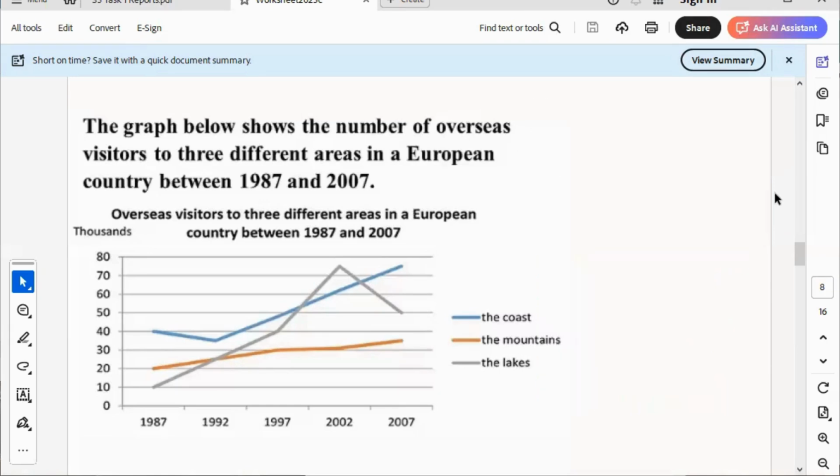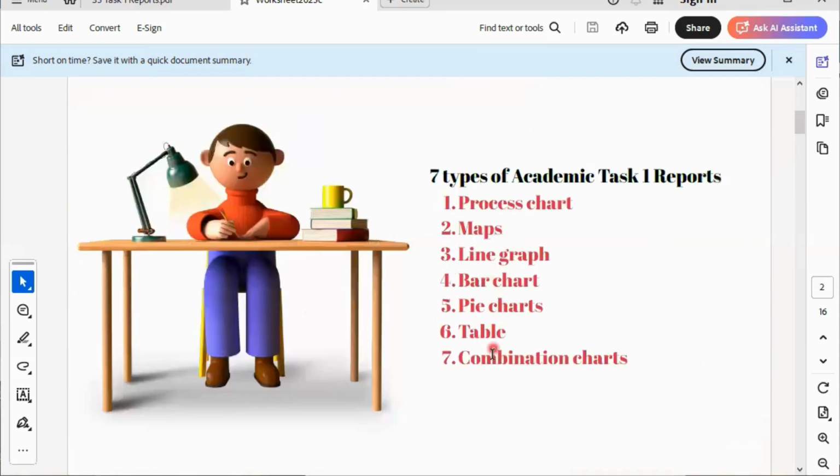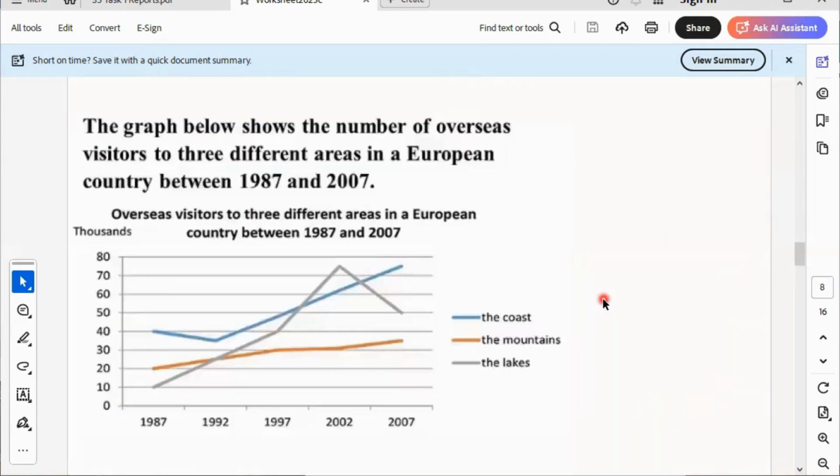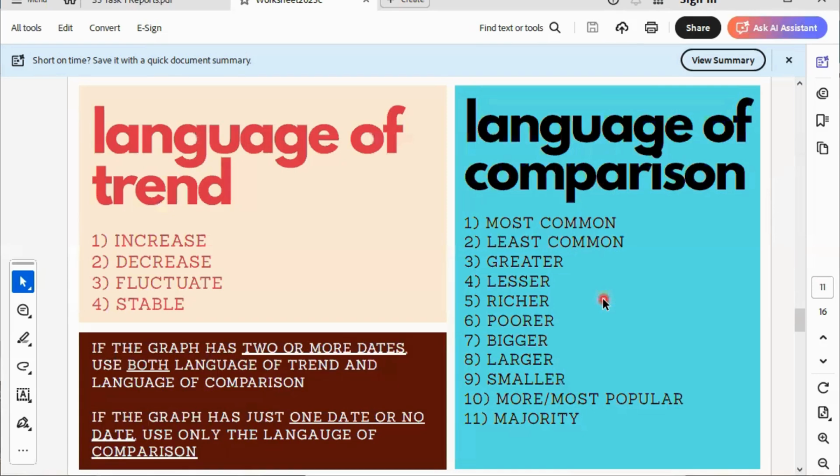Now, I want to explain a very important concept here when it comes to bar charts, pie charts, and table. You see this thing here? Bar charts, pie charts, and table. There's something that you need to be conversant with when it comes to writing those reports. You need to pay attention to something I call languages. Okay? We have two languages when it comes to writing our academic task one report, especially for data-based charts. There are two languages that we can use.